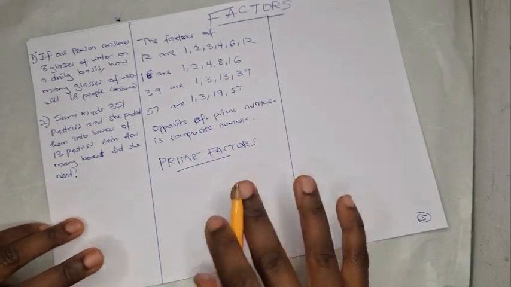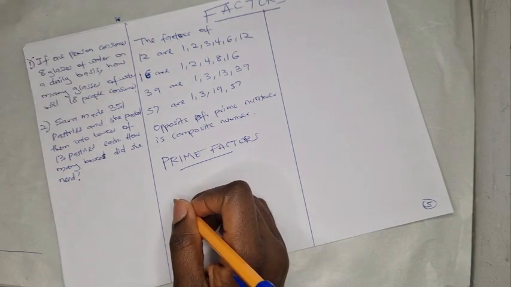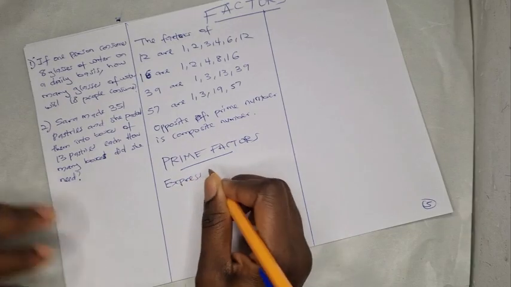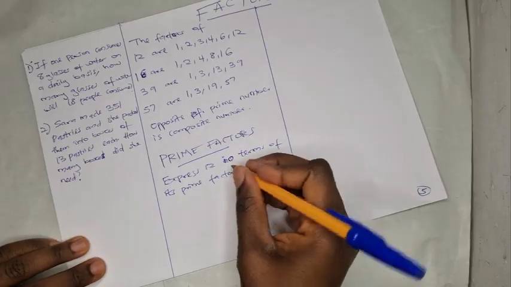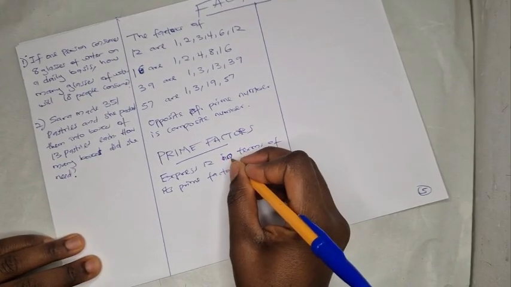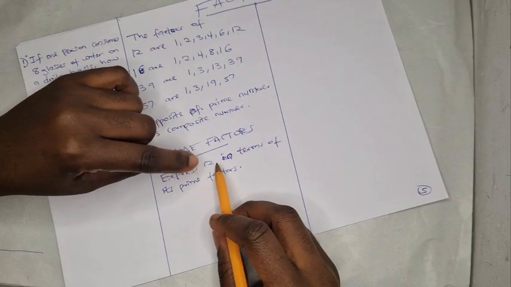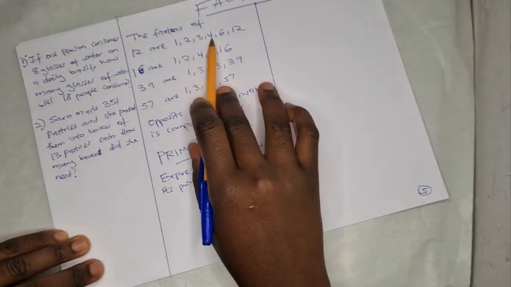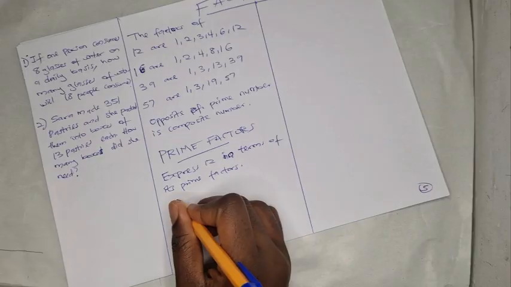Now, let's look at prime factors. We already know what prime numbers are. Now, how do we find the prime factors of given numbers? The first question is, let's express 12 in terms of its prime factors. That is, we are to look for the prime factors that would divide 12, such that we will not have the 3, 4, and 6 in it. So this is how to solve that.